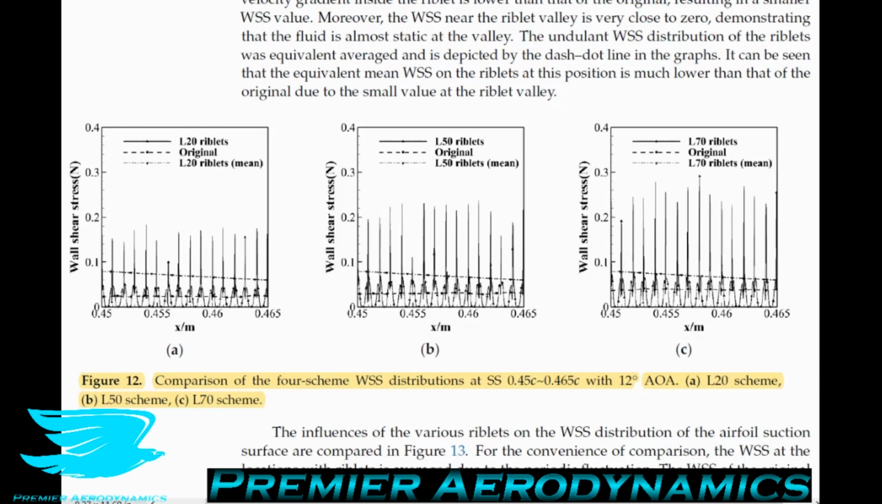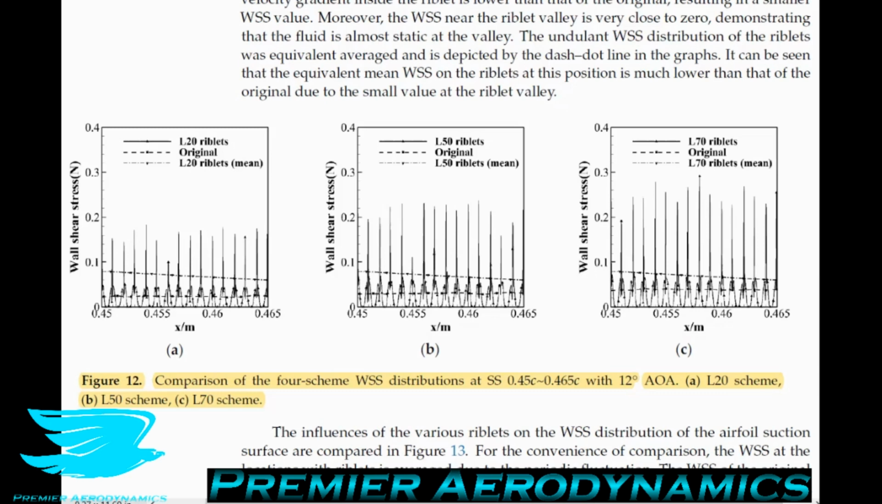So they say the wall shear stress changes periodically in every riblet, and the wall shear stress value reaches the maximum at the riblet peak. The peak value is significantly larger than that of the original because of the higher velocity gradient at the location. And that makes sense because you have this point just jutting out into the air, which is going to be at a faster flow, a faster velocity than at the surface of a smooth airfoil. In contrast, the velocity gradient inside the riblet is lower than that of the original, resulting in a smaller wall shear stress value. Moreover, the wall shear stress value near the riblet valley is very close to zero, demonstrating that the fluid is almost static in the valley.